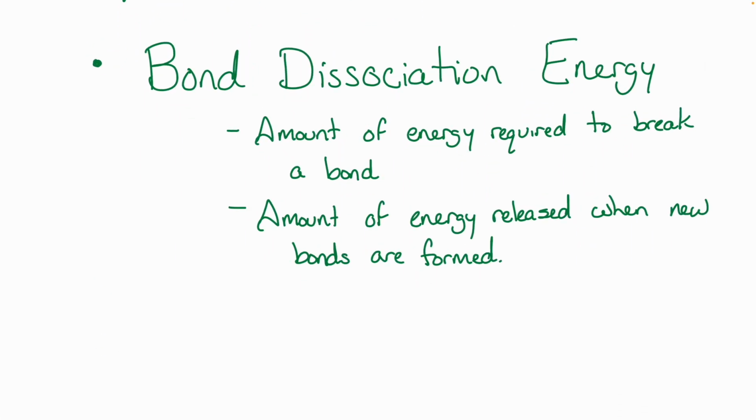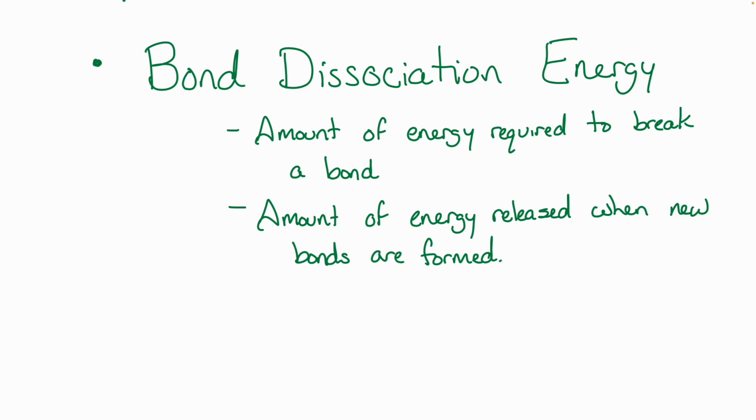This is another way we can calculate the delta H of a reaction. Bond dissociation energy is the amount of energy that you have to put in to break a chemical bond. It turns out that it's also the same amount of energy that's released when a chemical bond is formed. So in chemical reactions, we're always making and breaking bonds. To break bonds, you put energy in, and when new bonds are formed, energy is released.